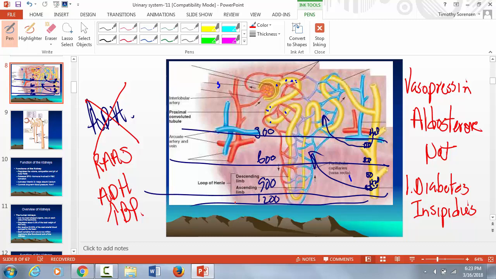The other one is where you have too much ADH. That's called syndrome of inappropriate ADH. You simply have too much ADH. So these people are not peeing, and they are volume overloaded. They are reabsorbing water back into the blood. They're not absorbing solute, they're simply absorbing the water back into the blood.